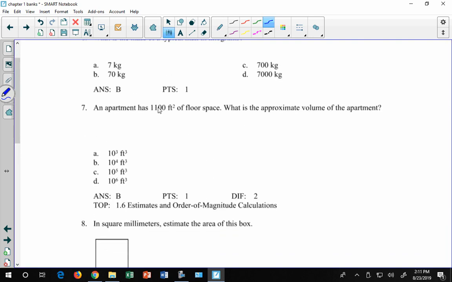If an apartment has 1,100 square feet of floor space, how would you find the volume of the apartment? What do you need to do to find the volume? If you know the area of the floor, how do you find the volume? Yeah, well, length times width is the area, and we have the area, which is 1,100, but we want to know the volume. What do we need to multiply by to get the volume? We need to multiply times the height. Right, so volume is length times width times height.